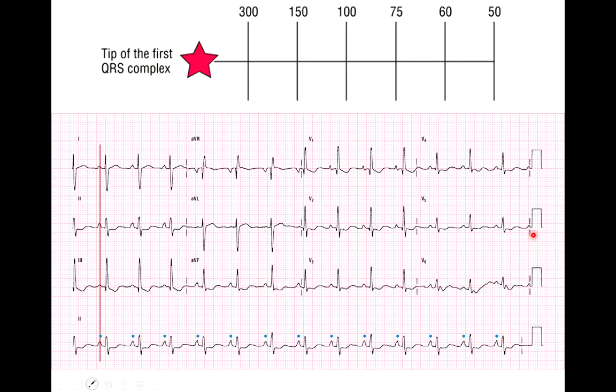Let's do this together. I want you to find a QRS that's sitting on one of those dark lines, and I want you to calculate the heart rate. I want you to pause the video, see if you can do it.